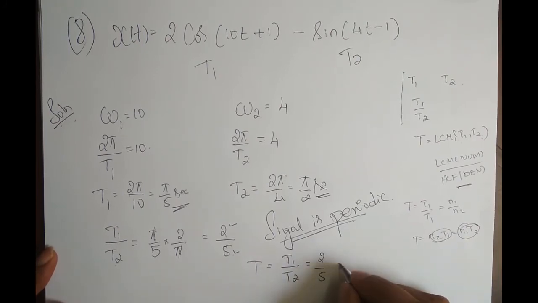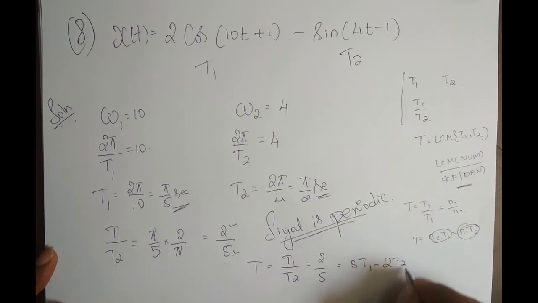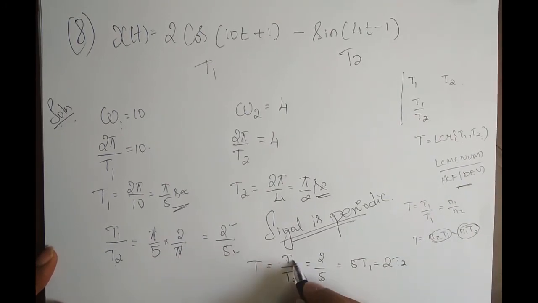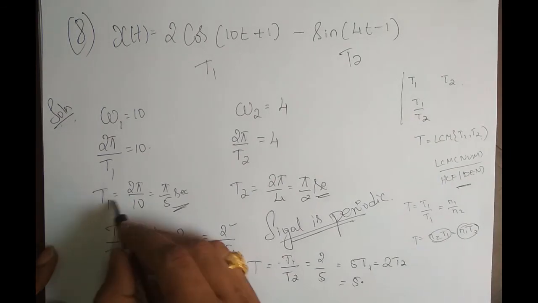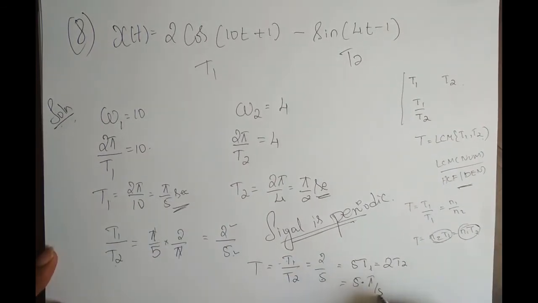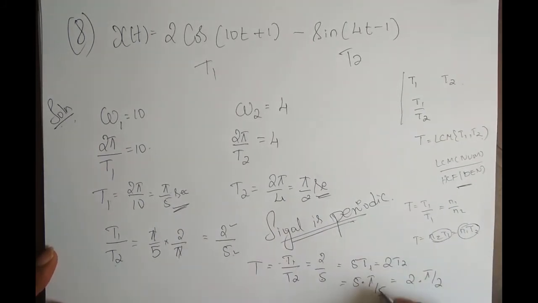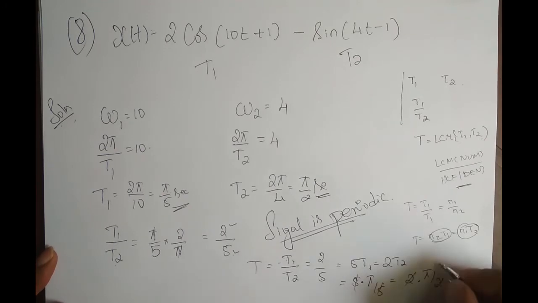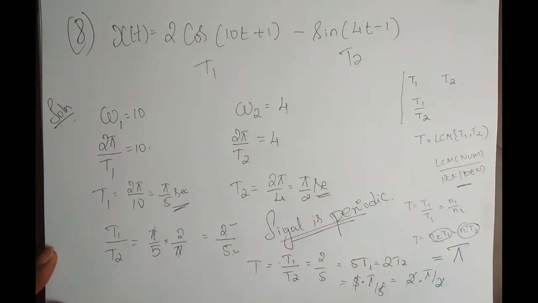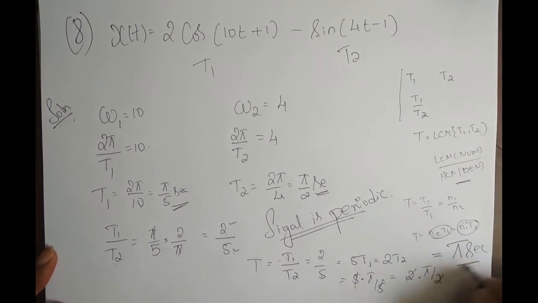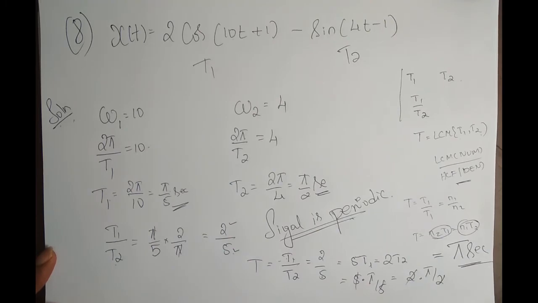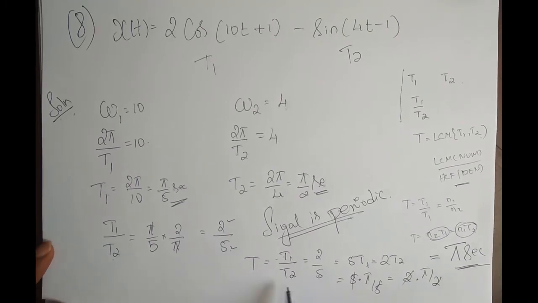If I cross multiply, T is 5 times T1, which is equal to 2 times T2. So 5 times T1, which is 5 into pi by 5, is equal to 2 times T2, which is 2 into pi by 2. So 5 cancels out, 2 cancels out, and we just end up with pi. Therefore the fundamental period is pi second. This is the easiest method.